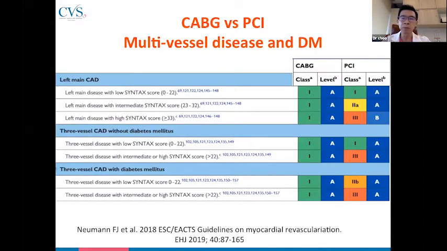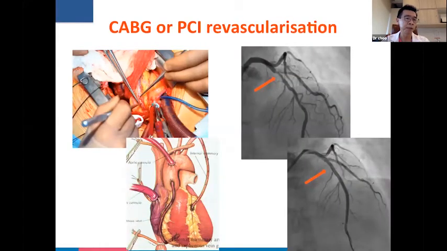So the guidelines 2 years ago highlighted that if you have 3-vessel disease with a complex anatomy, this is a high Syntax score, CABG is better than PCI. If you have 3-vessel disease with diabetes, class 1 indication for CABG, not for PCI. So that is one consideration of how you choose. So there are data to guide us.